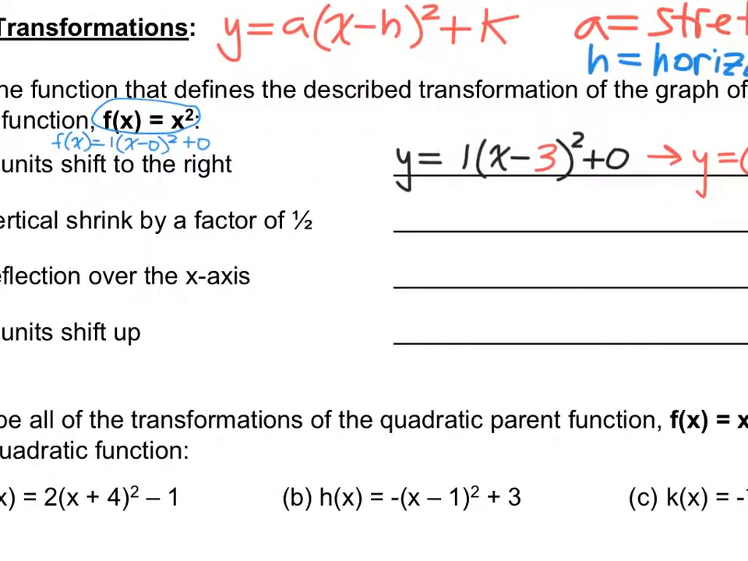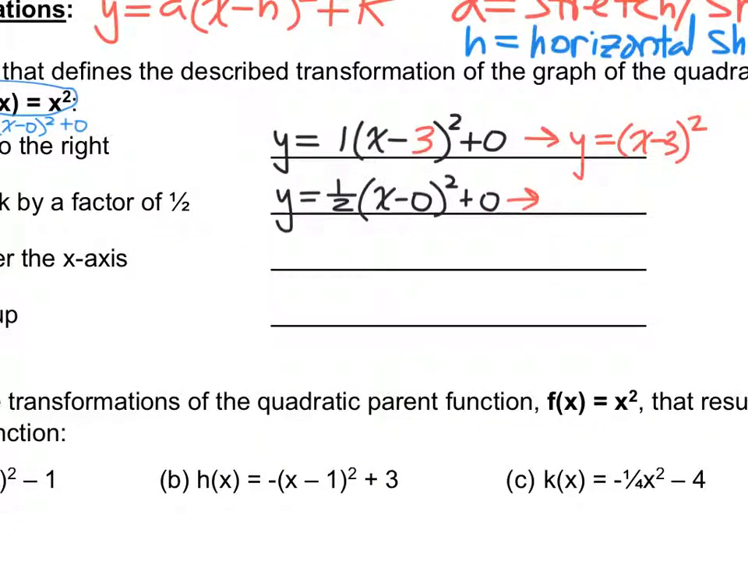But I don't think you fully understand why this answer is what it is without understanding where it came from. All right. So now, a vertical shrink by a factor of 1/2. That's still going back to the parent function. It's not a continuation of part A. So if I'm looking at that, the only thing I'm going to manipulate in my original function would be the a value, 1/2 x minus 0 squared plus 0, which again simplifies right on down to just y equals 1/2 x squared.